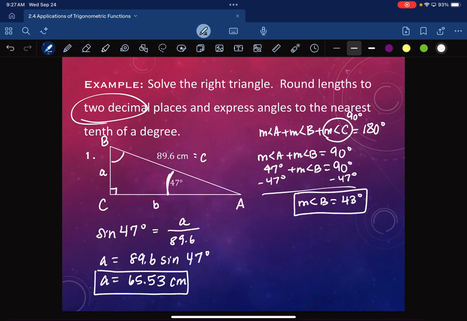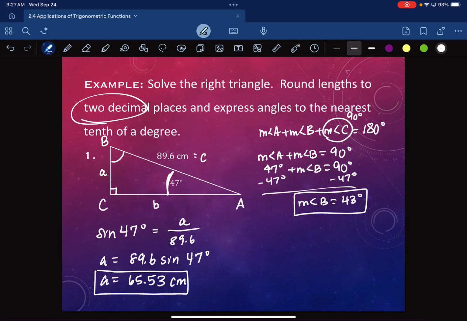Okay, so will it always end up in an error? Well, of course not. If you want to use the Pythagorean theorem, can you? Of course you can. But I'm going to suggest that there's a better and maybe easier option anyway. So if I wanted to find side B, and I'm only using the side C that I'm given, the 89.6, and the angle that's 47 degrees, what's the trig relationship between those sides?